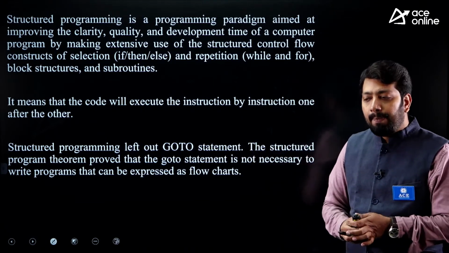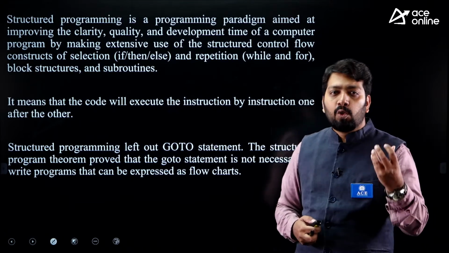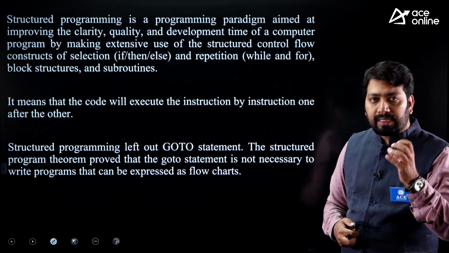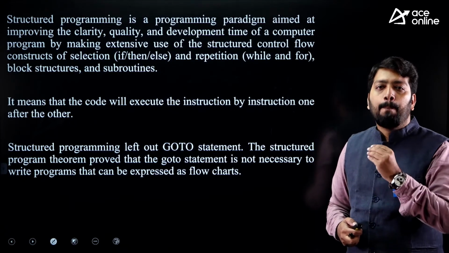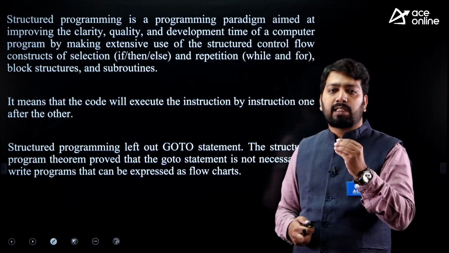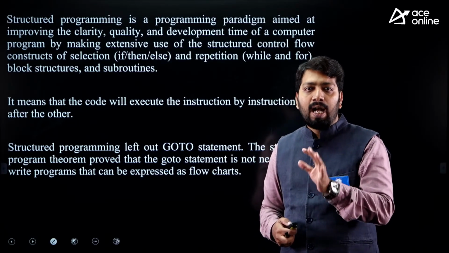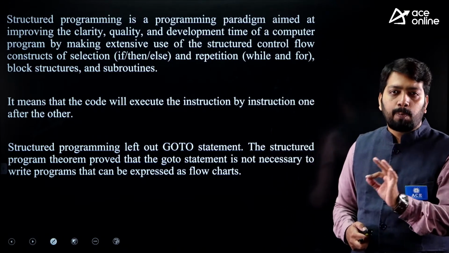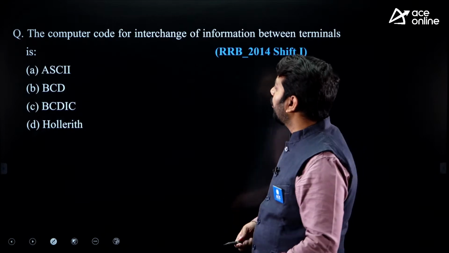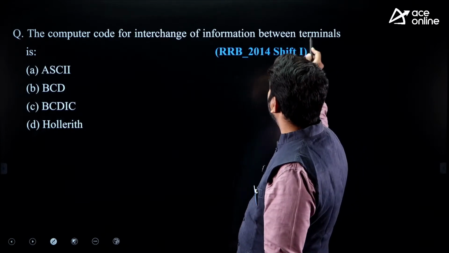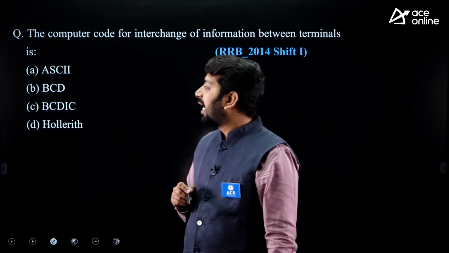But C was being built at that time and many of the scientists opposed that GoTo should be part of a programming language. So the C language has a GoTo statement, but most structured programming languages do not have GoTo. So the answer is GoTo. Next: the computer code for interchange of information between terminals. The answer is ASCII code.